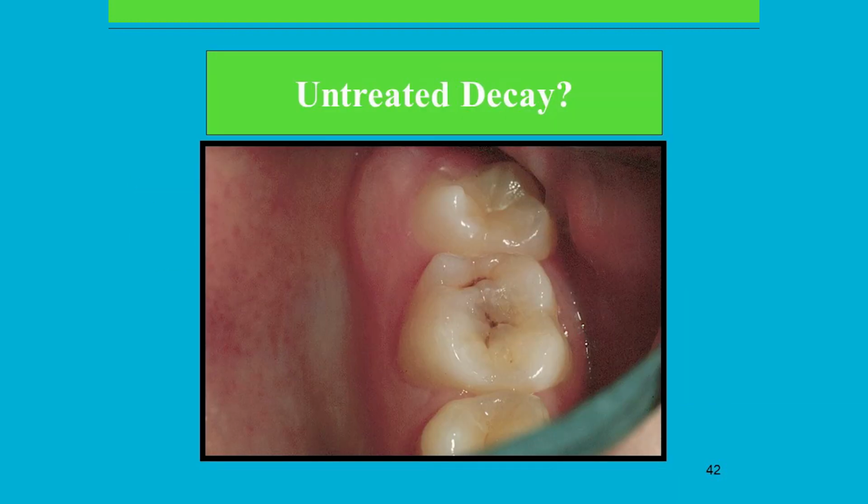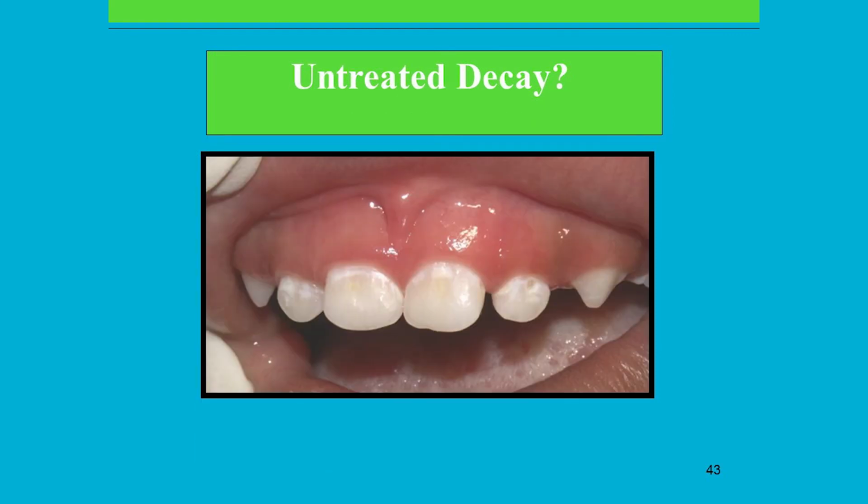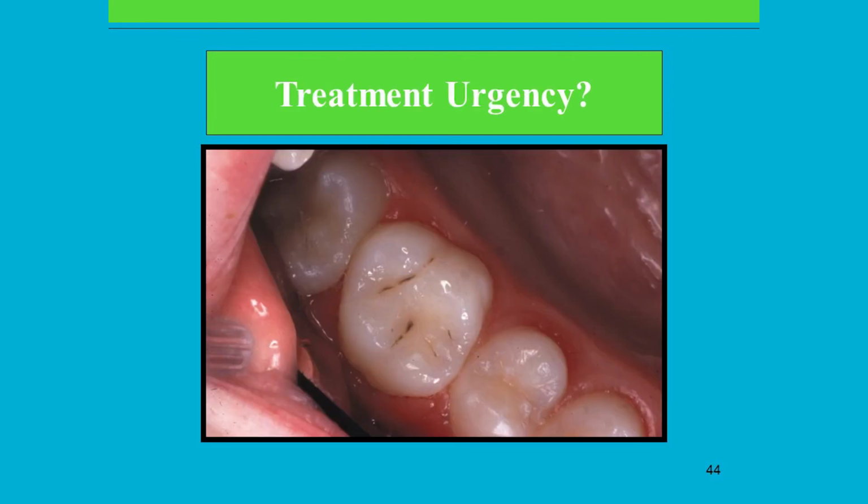How would you mark this one? Would you consider it untreated decay? Sure, the presence of darkness on the first molar and breakdown of enamel on the tooth structure indicates that category. This would be marked as early dental care. How about this one? The answer is yes to untreated decay. This image shows an excellent example of a cavitated smooth surface decay on the primary lateral.